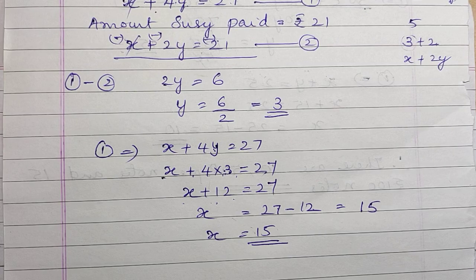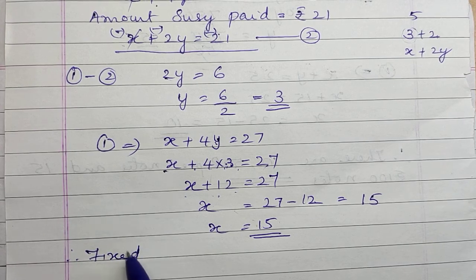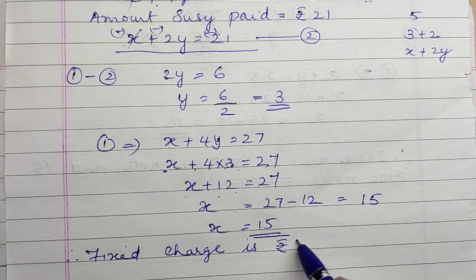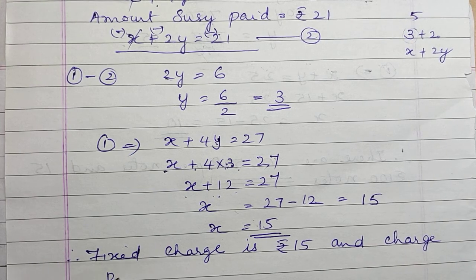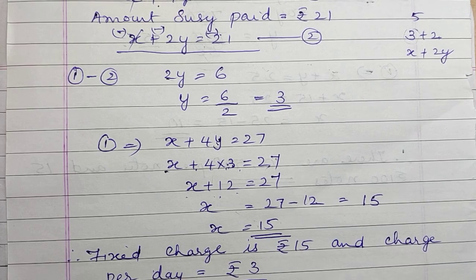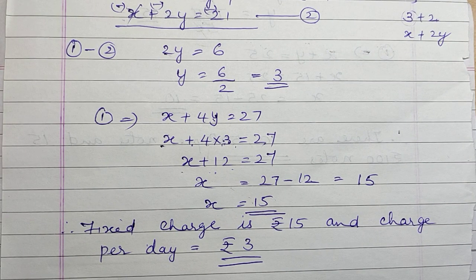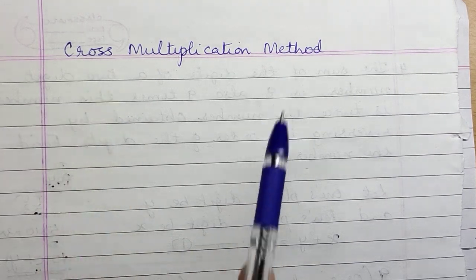So what is the fixed charge and what is the extra charge per day? The fixed charge is, therefore, that is x you have taken, rupees 15, and the charge per day is equal to rupees 3. So this is the final answer for this. Hope you understood, children. Practice all the verbal sums. Verbal sums are very important, and even example sums also you have to take and do. So the elimination method is over. Next is the third method, cross multiplication method.